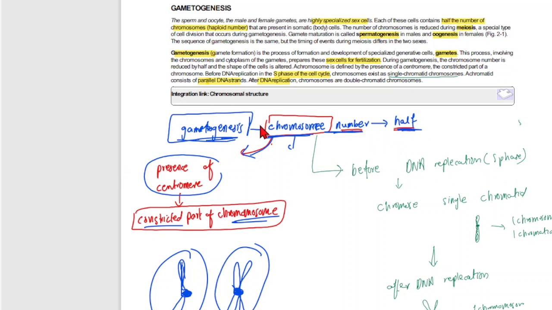Before DNA replication, there is DNA replication in the S phase. DNA replication occur in the S phase. Okay, so chromosome single chromatid. Before DNA replication, the chromosome are single chromatid. All chromosome exist like this, single chromatid. Okay, this is one chromosome and one chromatid.